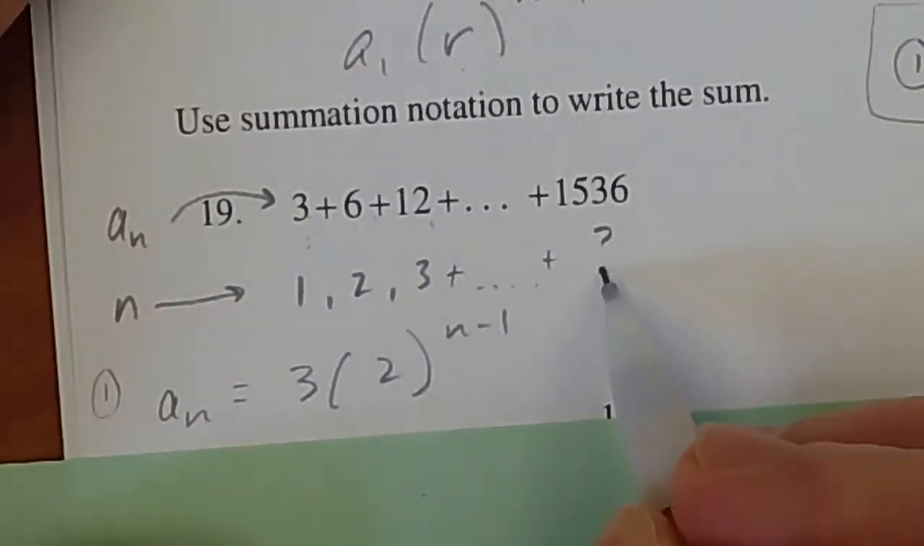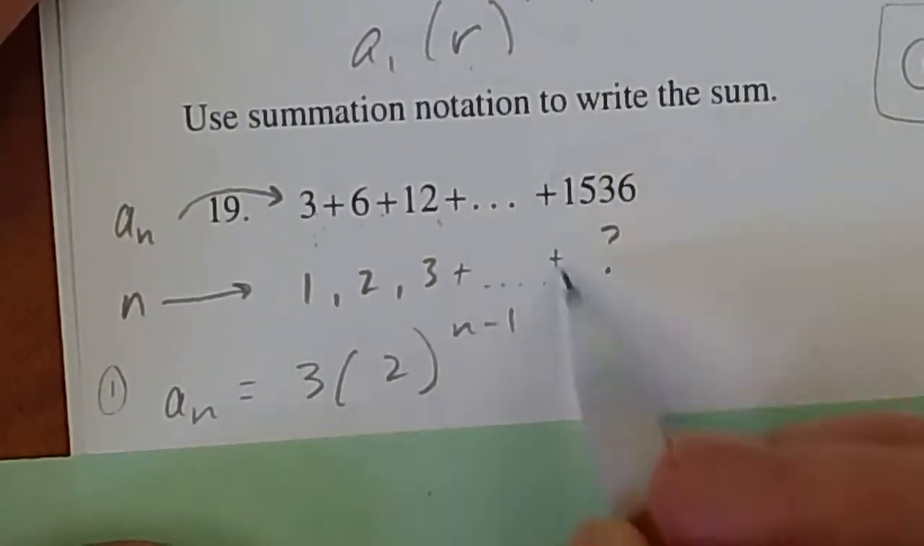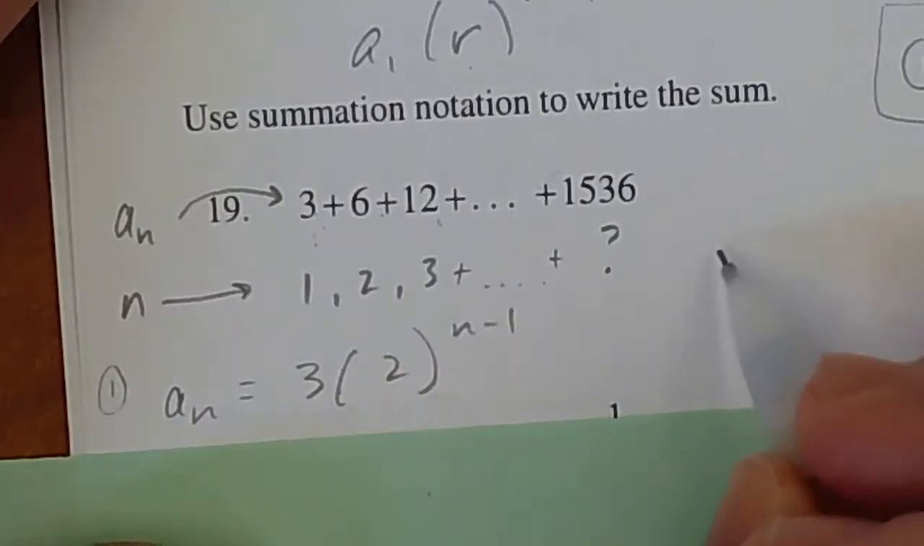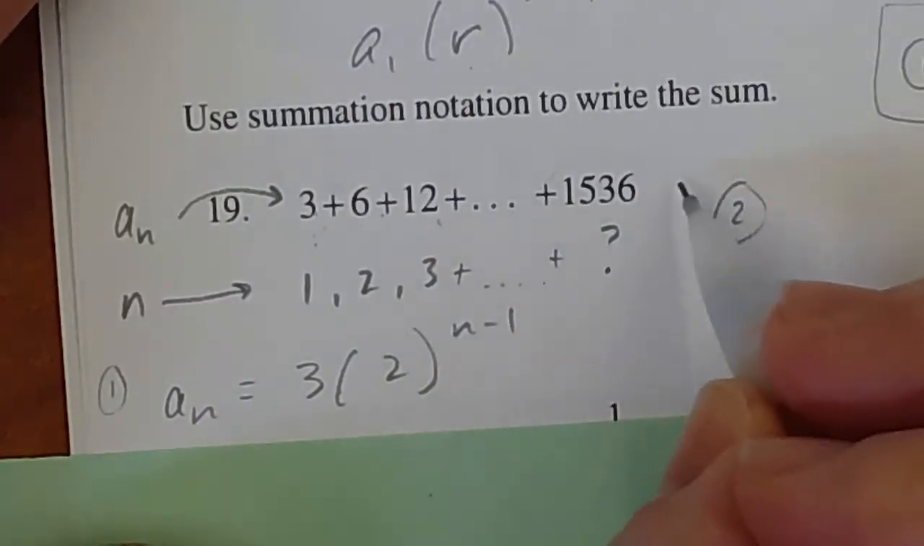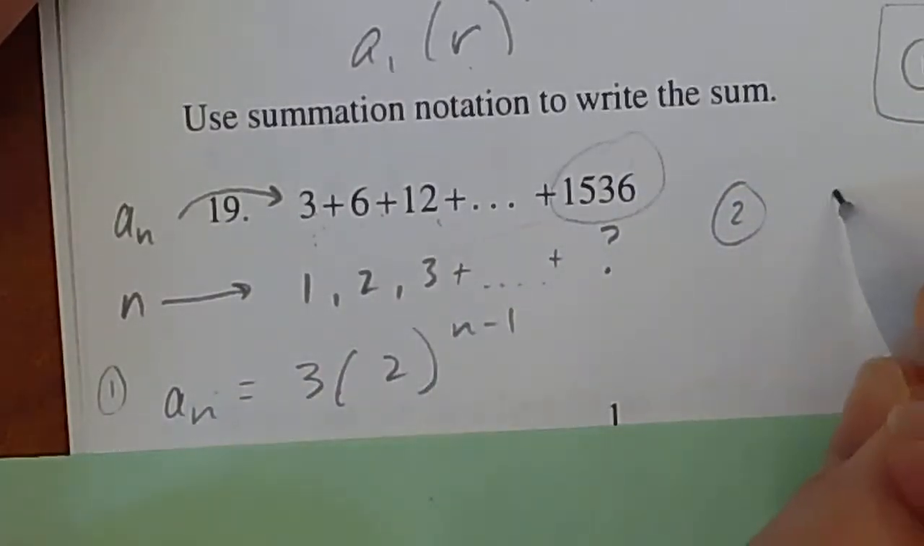What is the possible n value right here that creates 1536? Well, we can use that to our advantage. What n, when plugged in, gives me 1536? So this is step 2. Let's take this 1536 and throw it right here. So 1536 is 3 times 2 to the n minus 1.